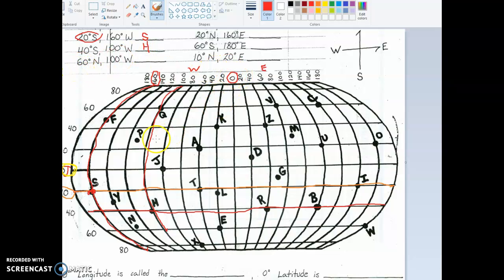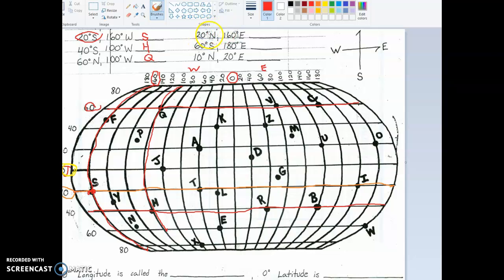We have 60 north over here, 60, and 100 west. So we already had 100 west marked from before. That's going to be Q.